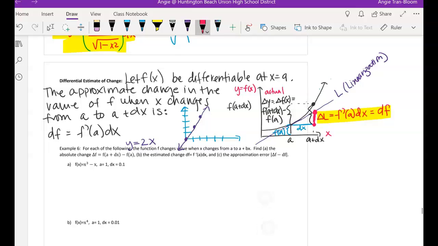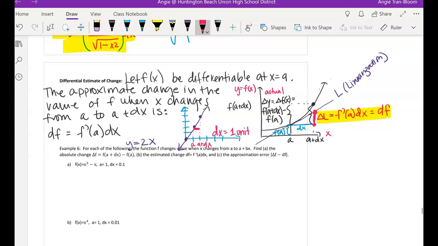Then let's pick A right here. This is A, and our next tick mark is A plus dx. Would you agree, okay? A plus dx, because I picked A is 1, A plus dx is right here. So this is the change in dx. So dx right now is 1 unit.